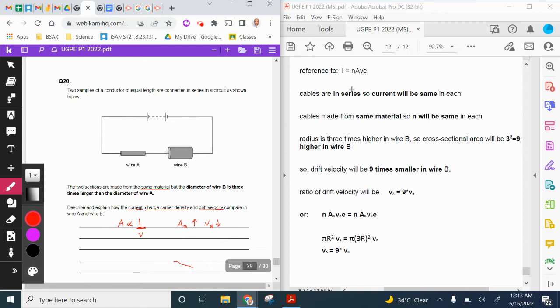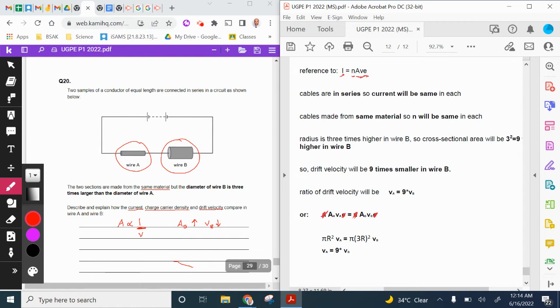Okay, so we know that the current in A and the current in B are exactly the same. So we know that the current is equal to the charge carrier density times the cross-sectional area times the drift velocity times the charge of an electron. So the current in A is equal to the current in B. The charge carrier density is the same in both, so I'm just going to cancel that out. The charge of the electron as well, and therefore we've got the cross-section of A multiplied by the drift velocity of A is equal to the cross-section of B times the drift velocity of B.